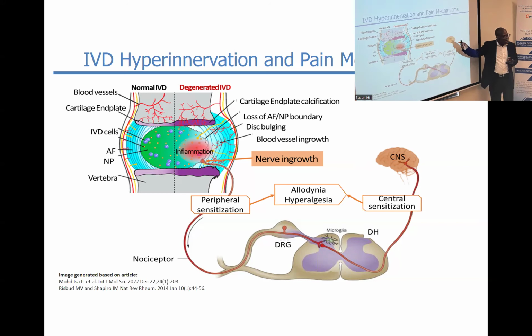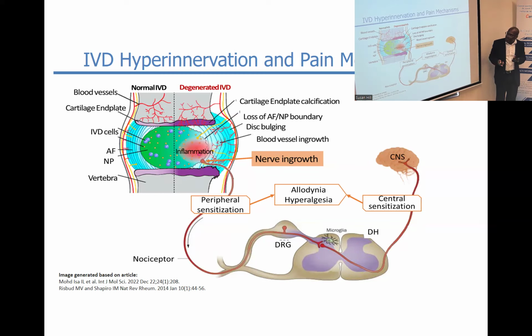But once you start getting degeneration, you get hyperinnervation, and that is mostly because all these cytokines start going up, and so it also feeds into the whole pain loop. It goes through the dorsal ganglion, dorsal horn, and back to the spine, to the brain, and then comes back. So that is pretty much just an idea.